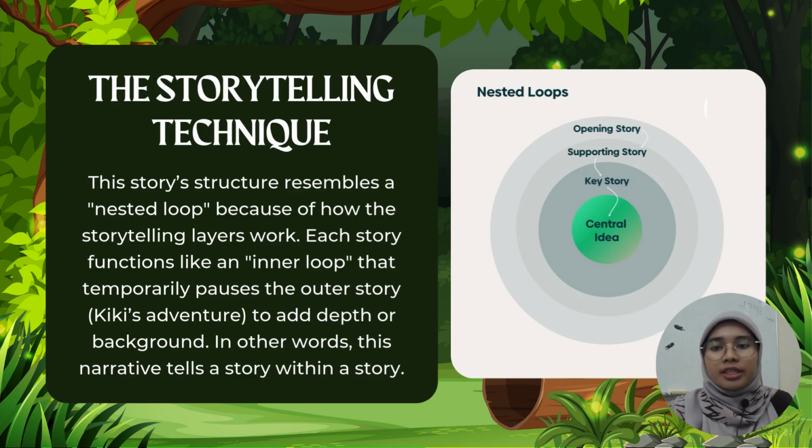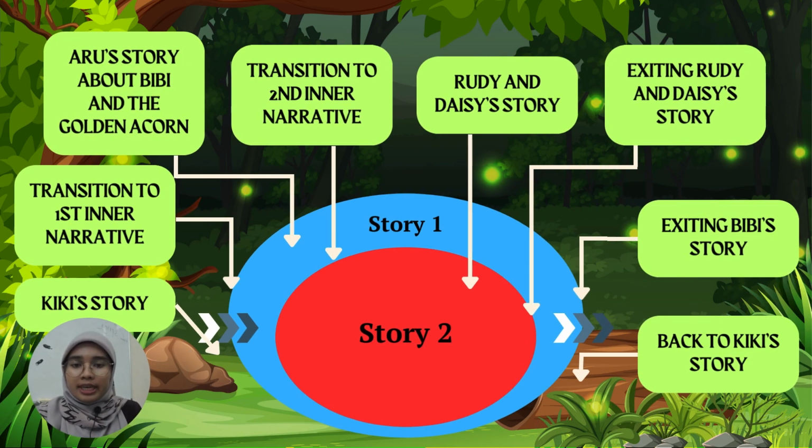So the story structure resembles a nested loop because of how the story layers work, where each story functions like an inner loop that temporarily pauses the outer story, which is Kiki's adventure, to add depth or background to the story. In other words, this narrative tells a story within a story. So this is an illustration for the nested loop technique according to the Golden Acorn's Guardian story.